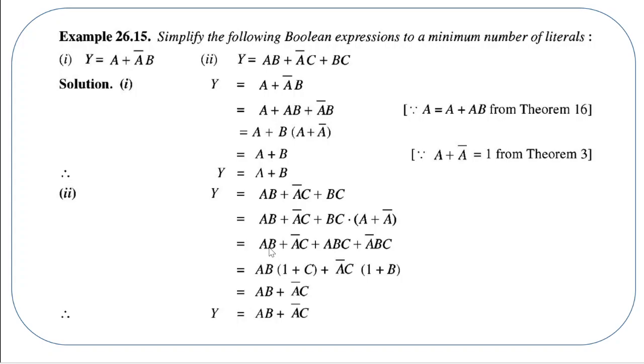Now if you take the first term and third term, AB is common, so AB into 1 plus C, and the second term and fourth term, A bar C is common, so A bar C into 1 plus B. 1 plus C, anything ORed with 1 is the same as 1. So 1 plus C is 1, 1 plus B is 1. So this is AB plus A bar C.